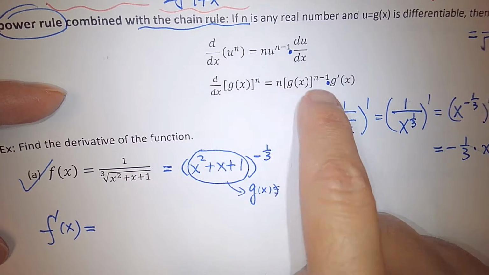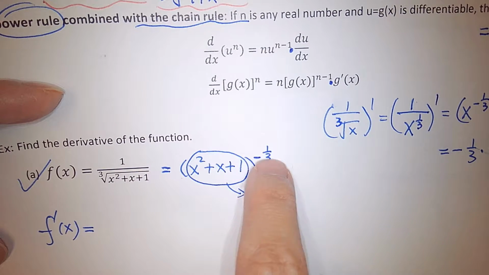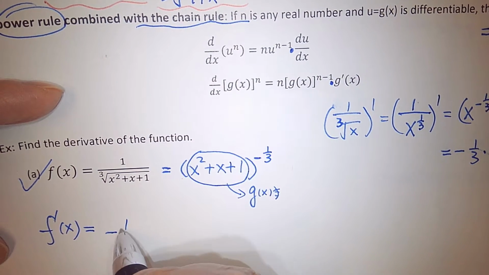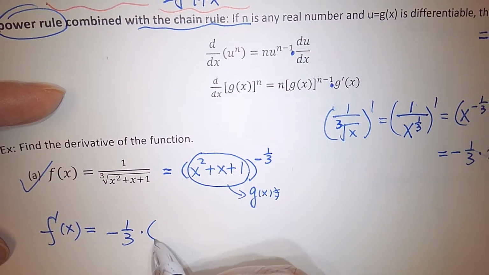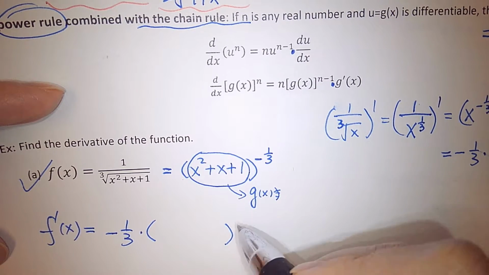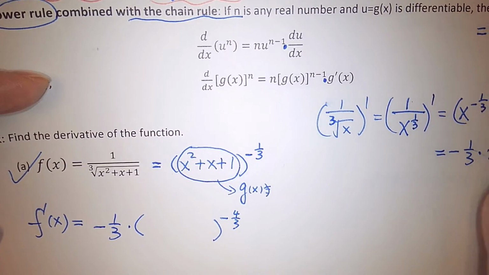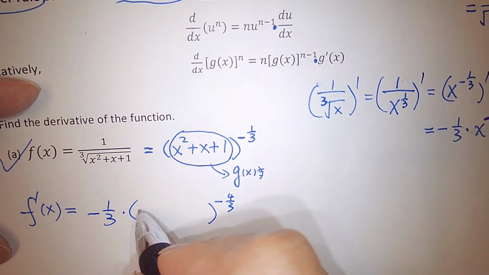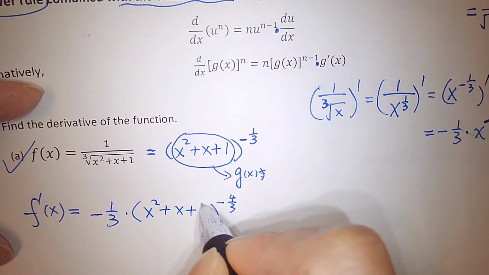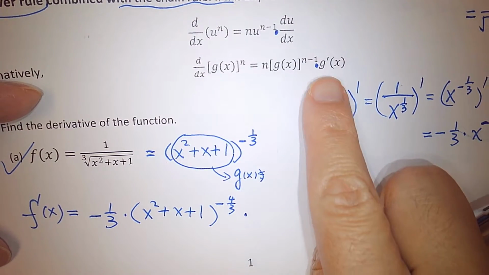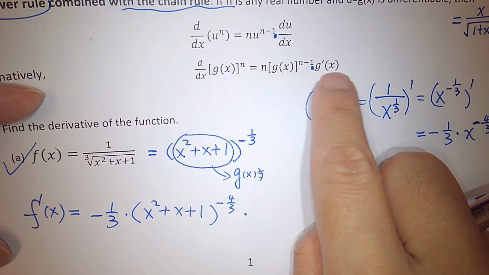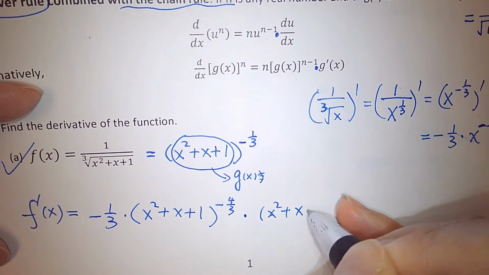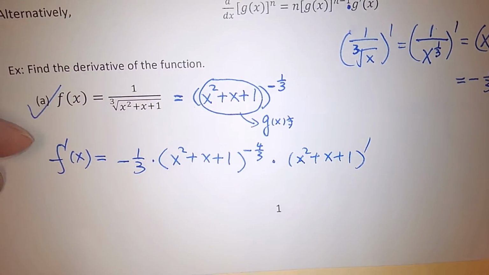combining the power rule. What is the power rule? What is the derivative of g of x to the negative 1/3 power? It equals negative 1/3 times g of x to the what? Negative 4/3 power, right? We did it from here. What is g of x? X squared plus x plus 1. And times what? The derivative of g of x. I'm going to write it for this step explicitly.